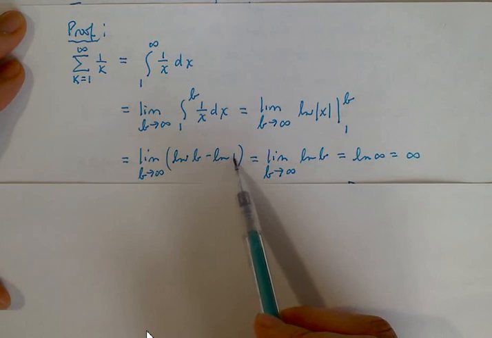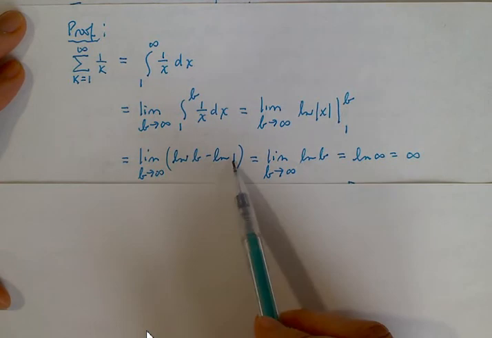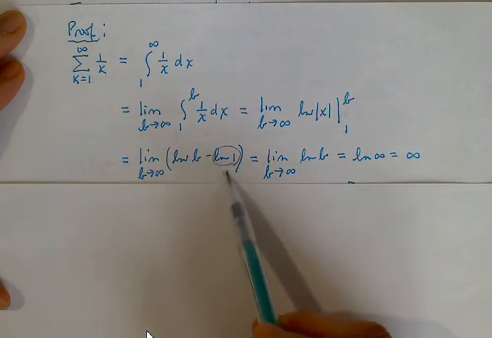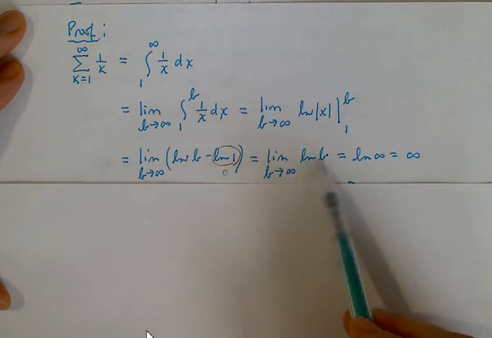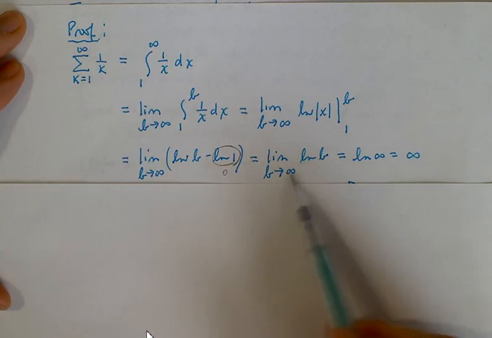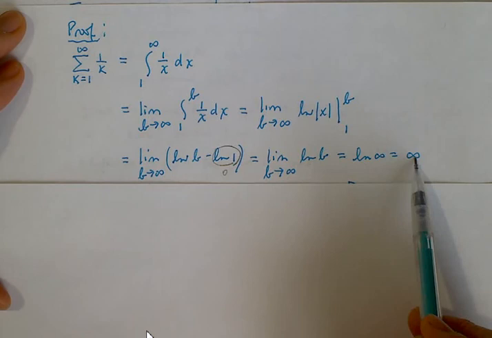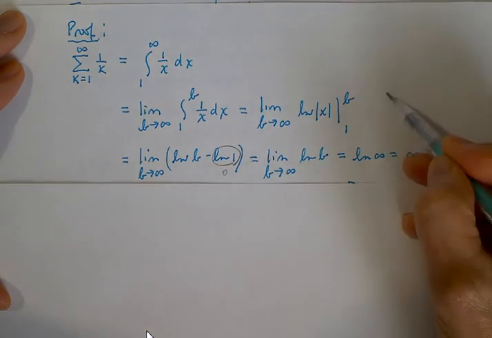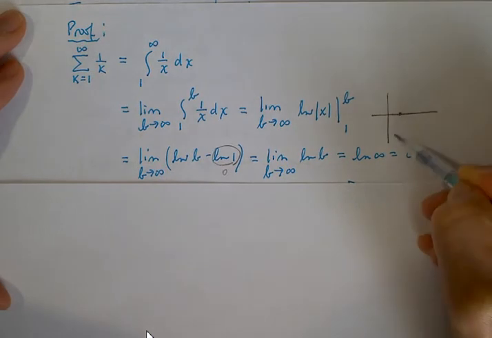So the natural log of b minus the natural log of 1, and then its limit as b approaches infinity. Natural log of 1 is just going to be 0. And then you have the limit as b approaches infinity of the natural log of b. And so now I'll do this direct substitution. So the natural log of infinity is equal to infinity. It's a very slow procedure of going to infinity, but it still goes to infinity.